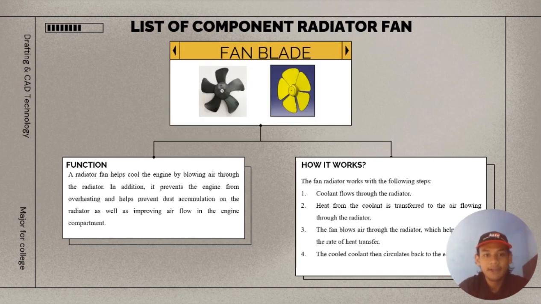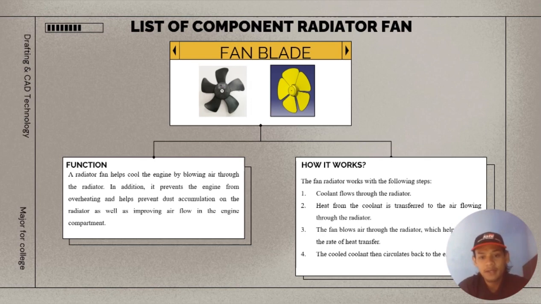Second, the fan blade. The function of the fan blade, a radiator fan, is to help cool the engine by blowing air through the radiator. In addition, it prevents the engine from overheating and helps prevent dust from accumulating on the radiator, as well as improving airflow in the engine components.